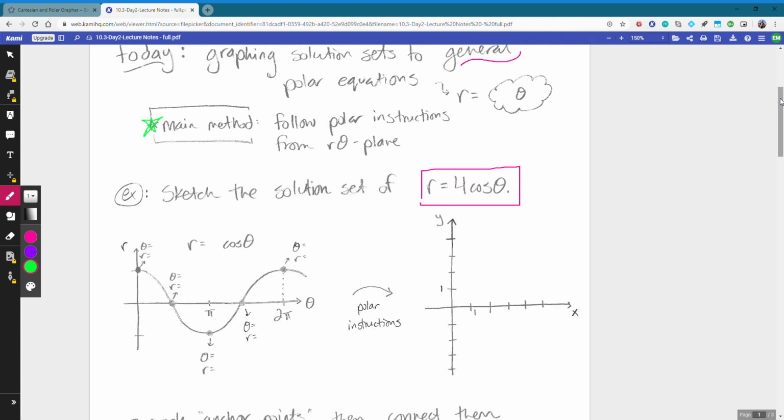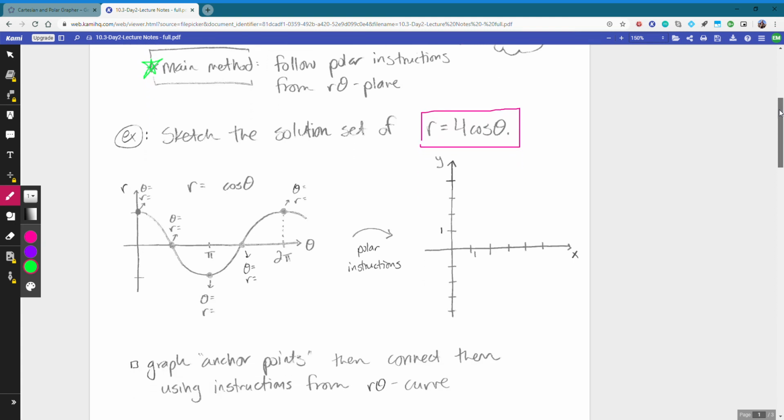So let's look at this equation here, r equals 4 cosine theta. To start, I claim that let's just forget about polar completely, and let's just graph this as we would if this was 4 cosine x equals y, right? Just with theta as our horizontal axis and r as our vertical axis. Let's start there, and I claim we'll be able to figure out from that what our curve looks like.